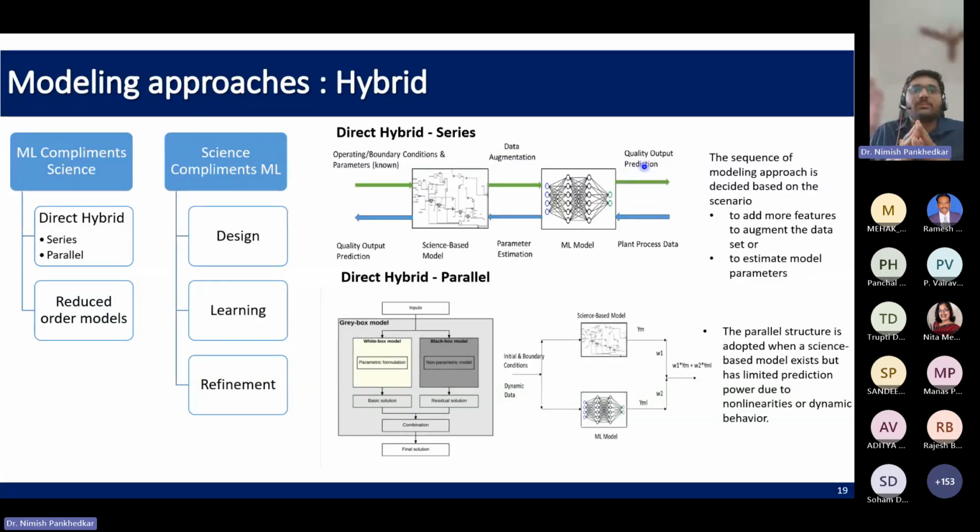Second is the parallel approach. What you do in the parallel approach is you run the white box and the black box in parallel, and you find out the residuals of both, and then you combine them to get a final solution. For example, you have dynamic data, you have the boundary conditions, because largely your physics-based model will run on the boundary conditions. So you run your science-based model, you run your ML model, you get both these outputs. Based on your domain experience, you can adjust the weights of both of these, and then you can come up with a final output that will be significantly better than both of these individual outputs. So this is again one way that you can implement to improve your data results or improve your science-based results.